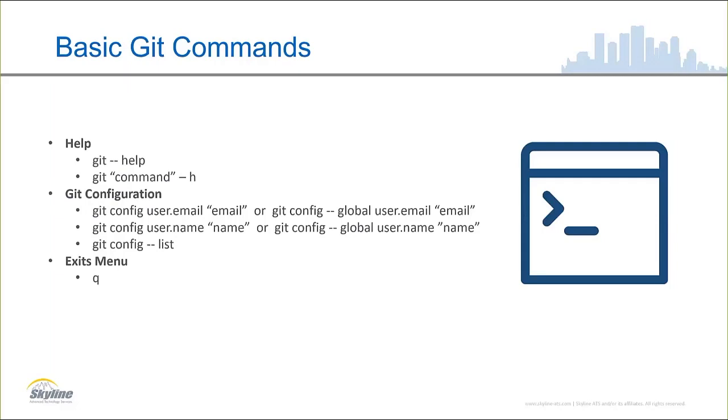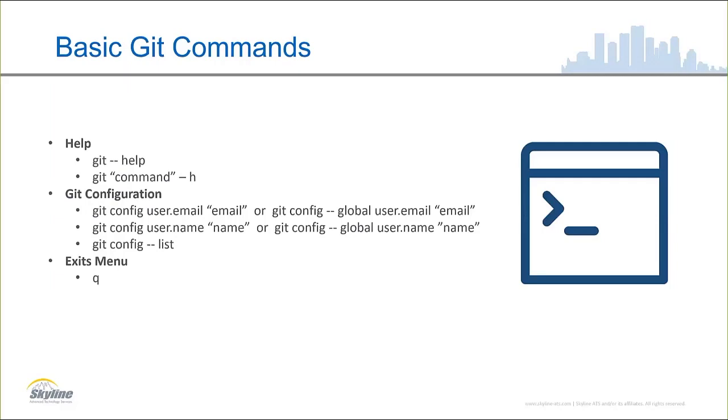Git command dash H would be, let's say I don't know what all my options are for the commit command. I can go git commit dash H, and it's going to show me all my options. It's going to tell me what that commit command does, and it's also going to show me the syntax and what all my options are for that.